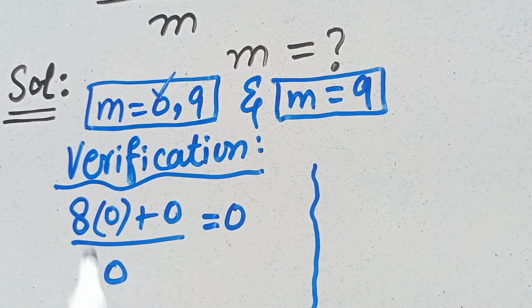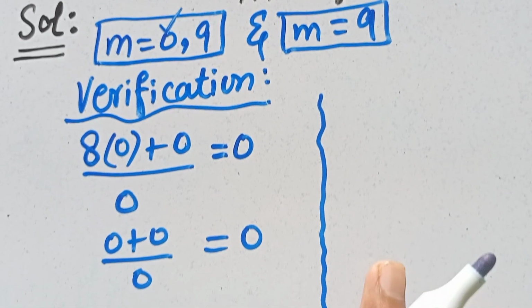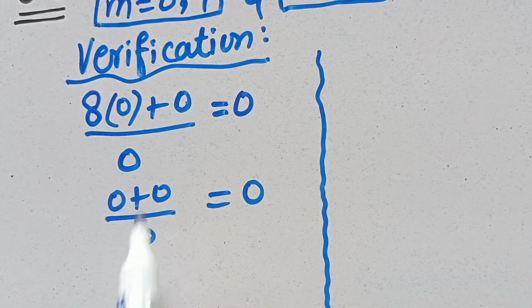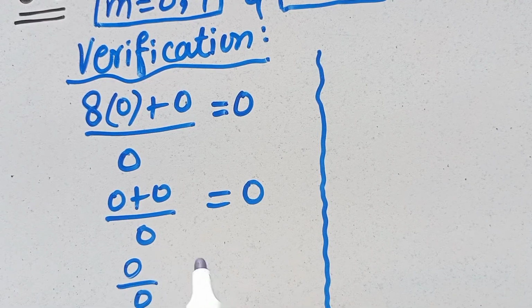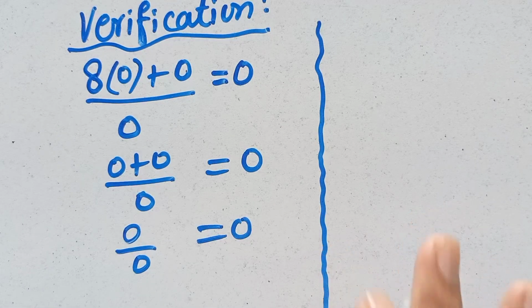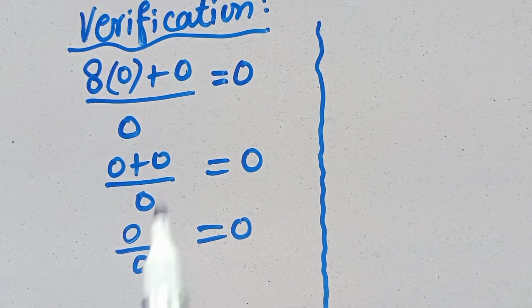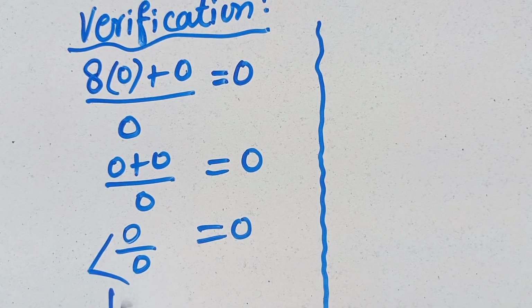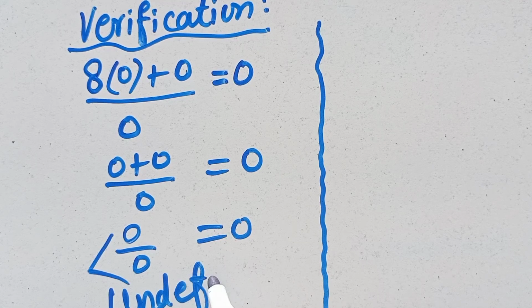Now simplifying the left hand side, 8 into 0 will be 0, plus 0, divided by 0 equals 0. On the left hand side we have 0 upon 0, that is an indeterminate form, undefined. So we will not consider this result, because it is undefined, a 0 upon 0 form.